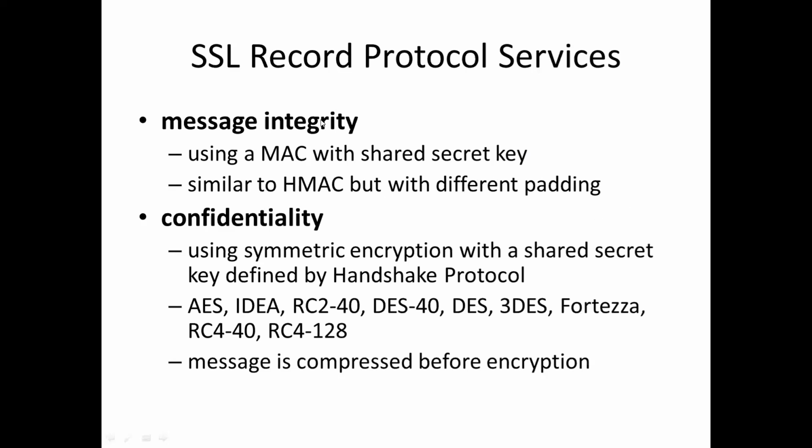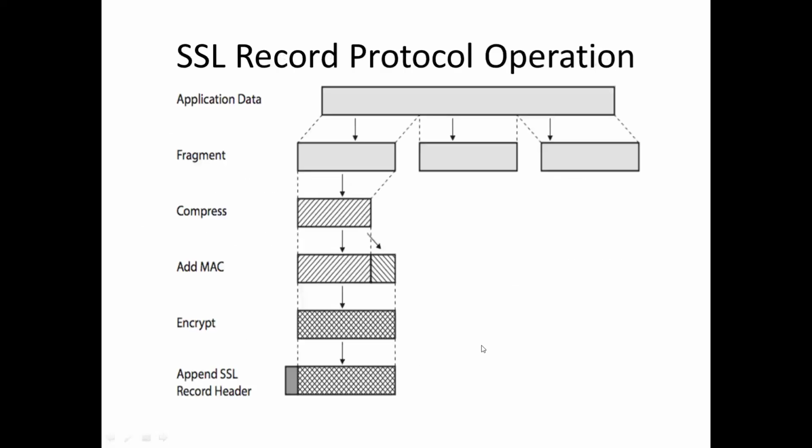Likewise, for confidentiality, we use symmetric encryption with the shared secret key defined by the handshake protocol. We know symmetric encryption means that for encryption and decryption, we use the same key. That is called symmetric encryption. So it supports a wide range of algorithms. One thing to note is that the message is compressed before the encryption.